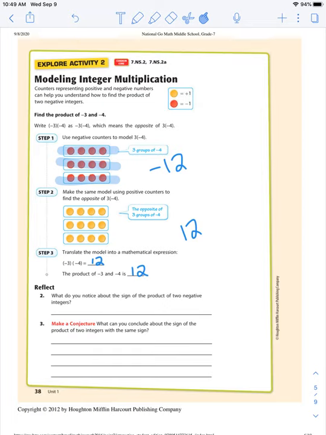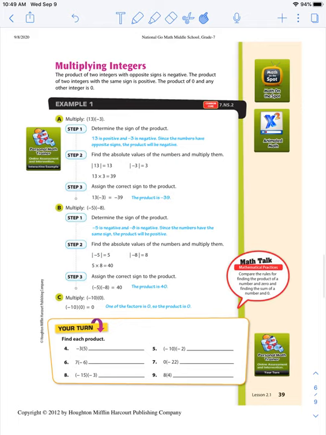So let's reflect on this. What do you notice about the sign of the product of 2 negative integers? This is an important thing to write in your notes. A negative times a negative is always going to equal a positive. It's a little hard to take a negative group of a negative number, but one way I like to remember this is in football, if the other team is represented with a negative, the other team loses points, so the negative thing happens to the negative team, it's a positive thing for you. So negative times a negative is positive. Another phrase that was used to teach me this is the enemy of my enemy is my friend.